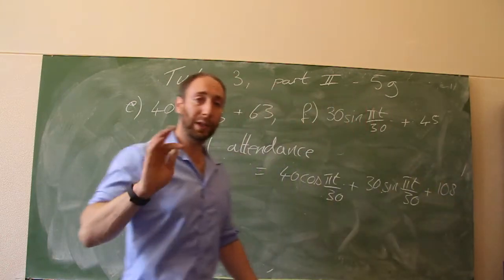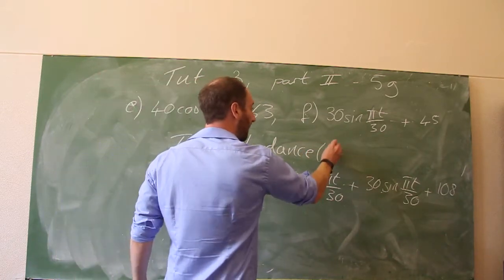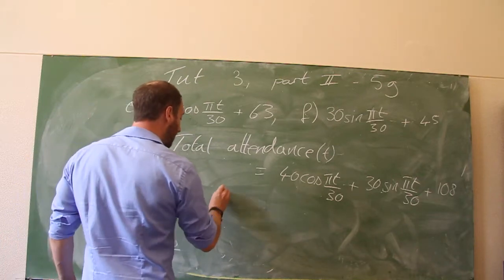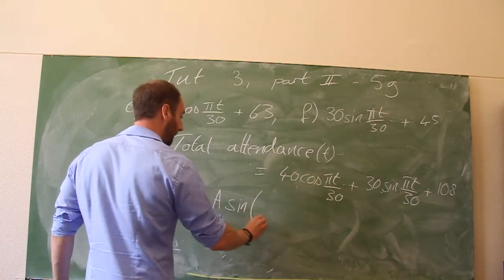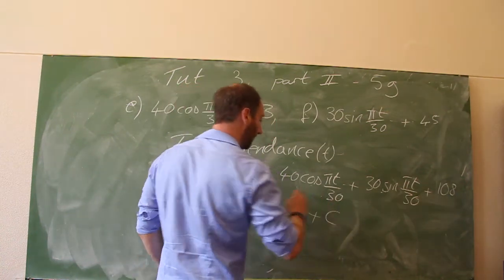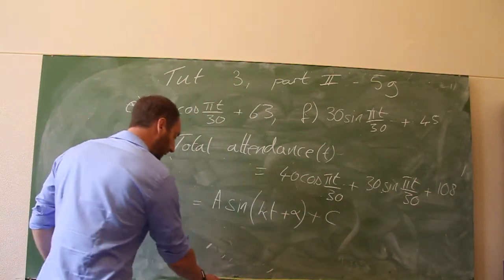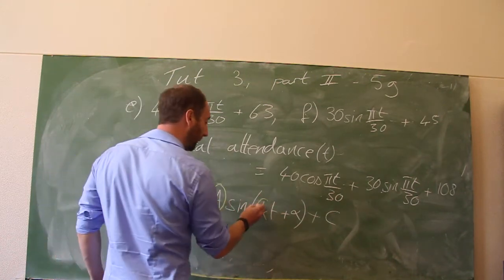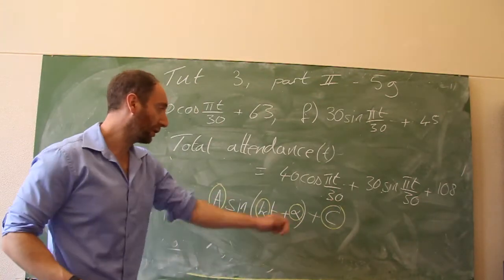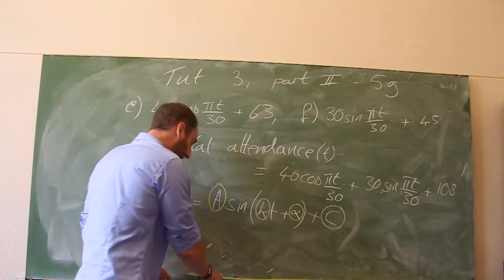The question here asks, can we write this function, the tutorial attendance as a function of time, in the form of a sin(kt + α) + c? Can we take this function and find a value of a, a value of k, a value of α, and a value of c, such that this function is equal to that function? I'm going to work this out, and let's see if we can do that.